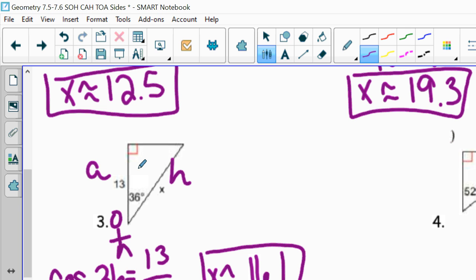Number four, my reference angle is 52. I have the opposite and the hypotenuse. O and H, that's sine. So the sine of 52 is equal to 10 over x. Cross multiply, x times the sine of 52 equals 10. Divide by the sine of 52. So I type in my calculator, 10 divided by the sine of 52, and I get x is approximately 12.7.